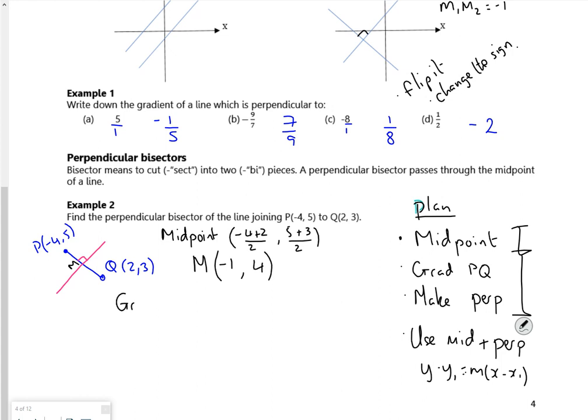Right, let's look at the gradient now. So the gradient from P to Q is going down, but how far is it going down? You've got a little right angle triangle there. It goes down from 5 to 3, so it's going 2 down. And it's going from minus 4 to 2 across, so it's going 6 across. So the gradient is minus 1 over 3. So the perpendicular gradient is 3.